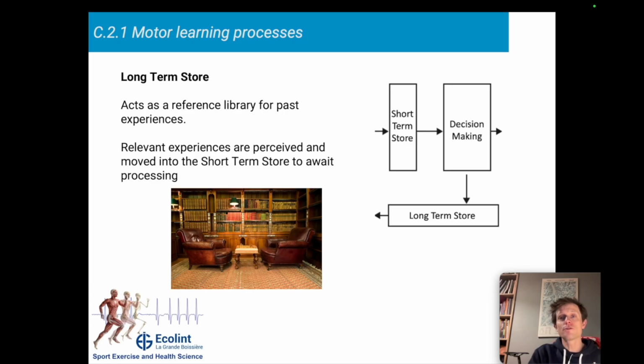The key point in Welford's model is that the information from the long-term store can be used in the perception mechanism. This goes along with what Swets was saying in terms of his signal detection theory, and it's where information can be retrieved from our long-term memory and used in the perception stage to determine which information might be relevant in the specific environment that the person finds themselves in. This can then follow around the cycle into the short-term store and be used to act upon and make a decision.